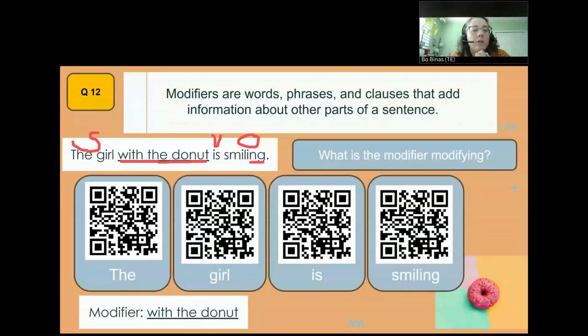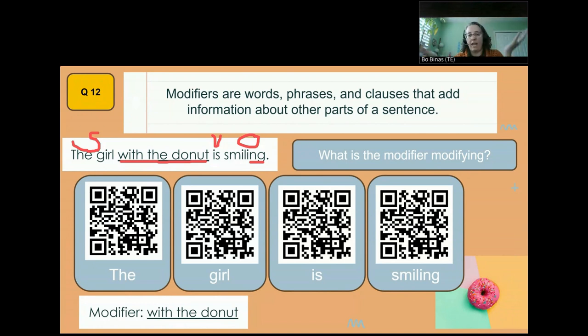So remember, modifiers are adding information to the parts of the sentence that it is closest to. So you can take a look at whatever that modifier is, with the donut, and you can ask yourself, well, what part of the sentence has a donut? Okay, so what part of the sentence has a donut? Tell me in the chat box. Right, it's the girl. The girl has the donut.